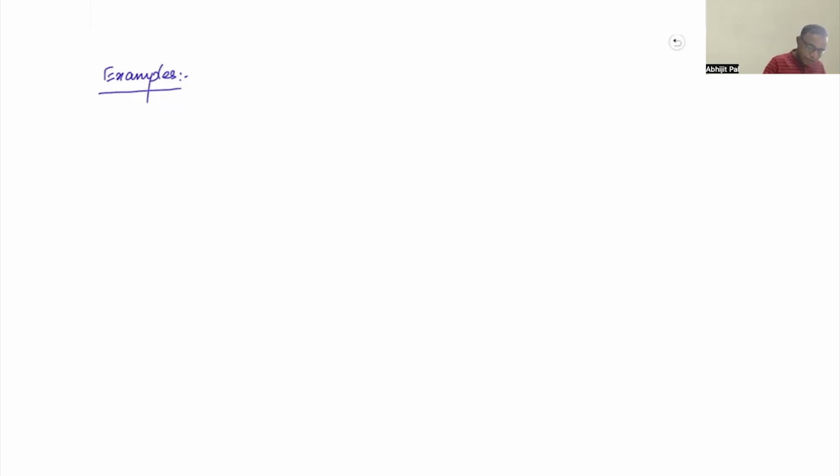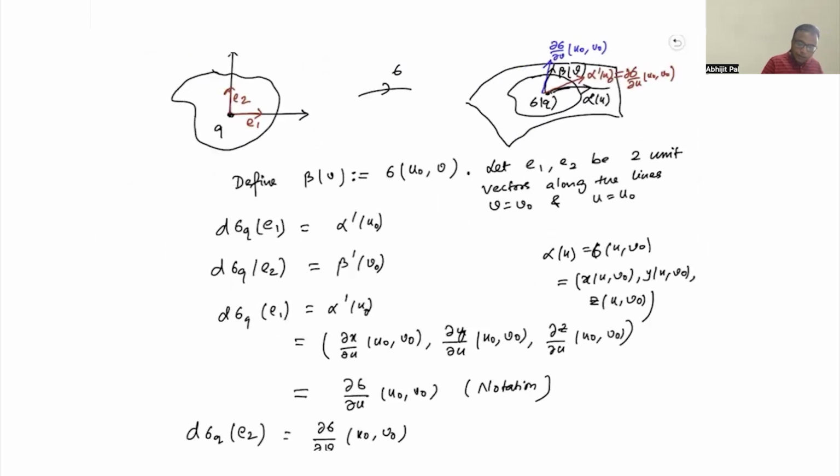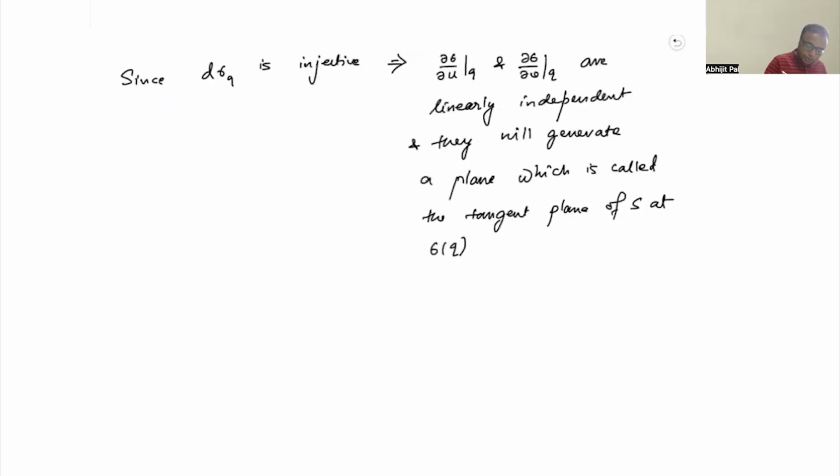Okay, so before going to these examples, let me also state this thing. This alpha u and beta b are also called coordinate curves. So alpha and beta are called coordinate curves. Okay. So now let us give a few examples.